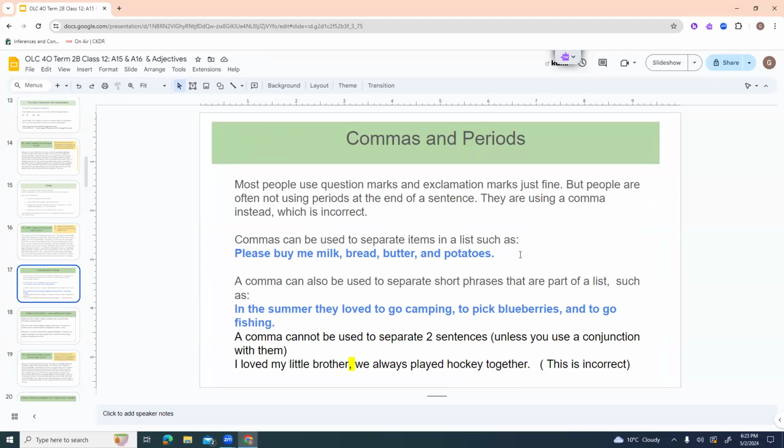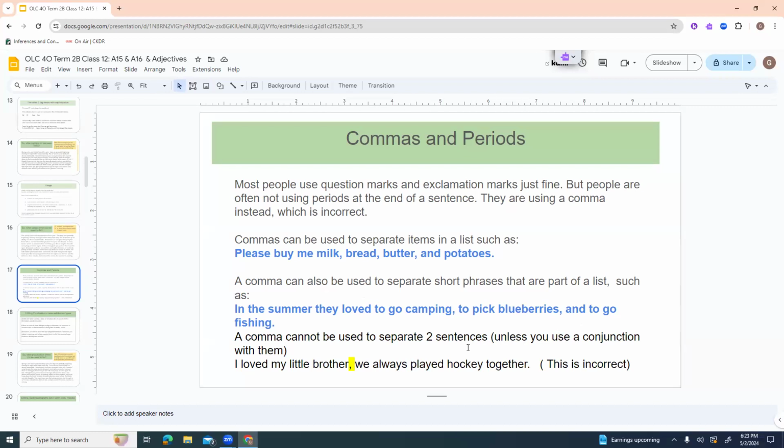Okay. Commas can be used to separate items in a list. So if I said, please buy me, and I tell you a whole bunch of things, milk, comma, bread, comma, butter, comma, and potatoes, that's just to make it clear that I'm not asking you to buy some sort of weird thing that's called milk, bread, butter, potatoes, right? A comma can also be used to separate short phrases that are part of a list. In the summer, they love to go camping, comma, to pick blueberries, comma, and to go fishing.